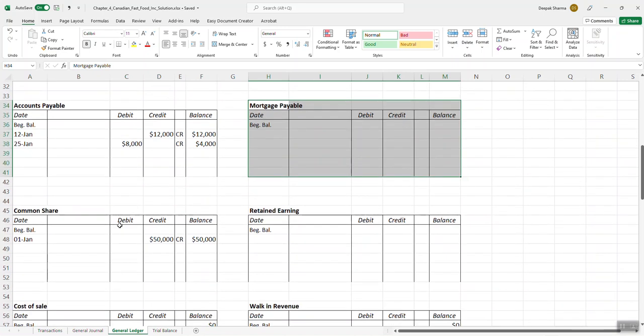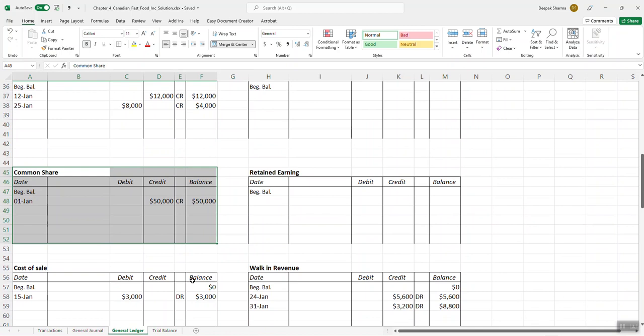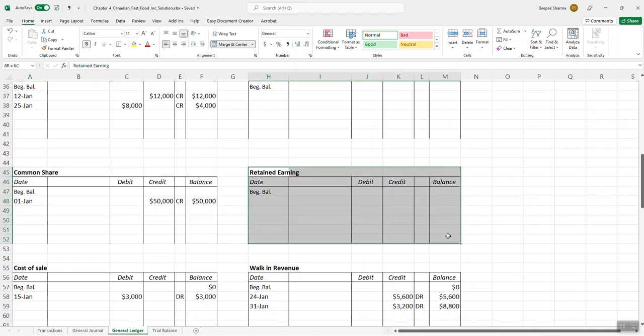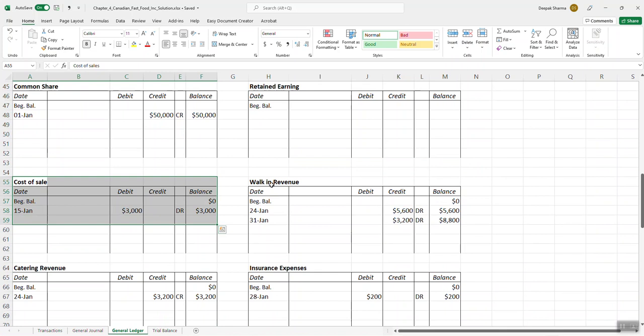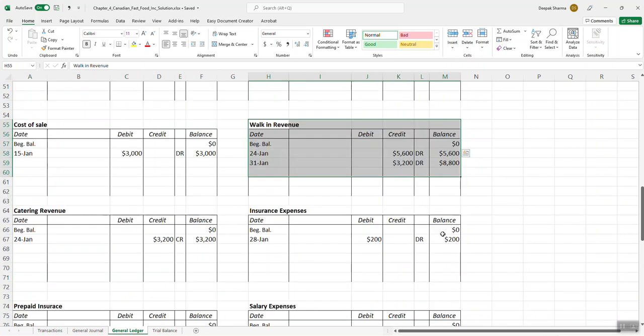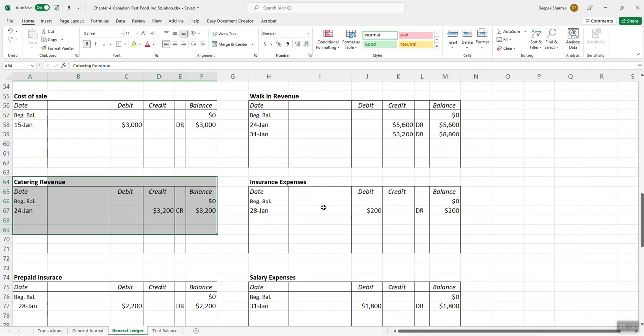Common share, there was only one transaction. Your balance is 15,000. Retained earnings, I kept this account, but because there is no opening balance, there is no balance in the retained earnings. Cost of sales, we have 3,000 debit. Walk-in revenue, we have 8,800. Catering revenue, we have 3,200.